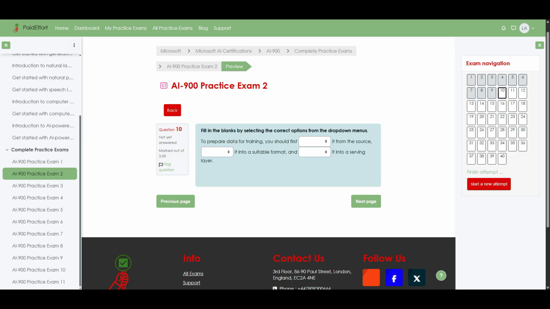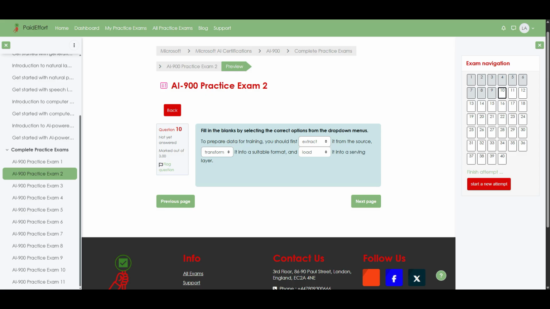Fill in the blanks by selecting the correct options from the drop-down menus. To prepare data for training, you should first extract it from the source, transform it into a suitable format, and load it into a serving layer. Now let's walk through each step of that process and understand why it's correct. First, you begin with extraction. This means pulling raw data from wherever it lives, maybe a database, a data warehouse, or a third-party system. Without this initial step, there's no data to work with.